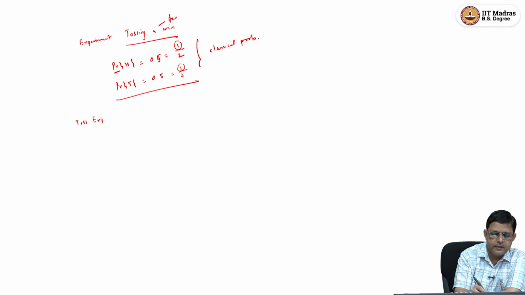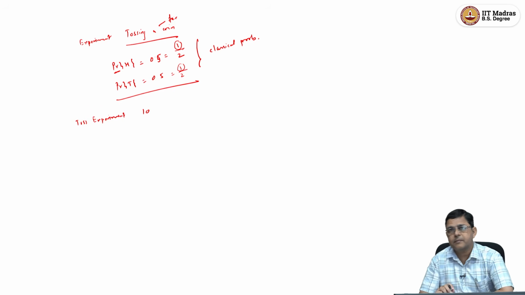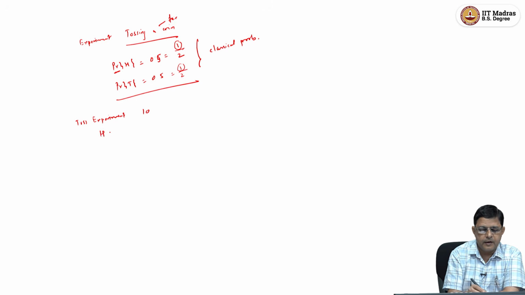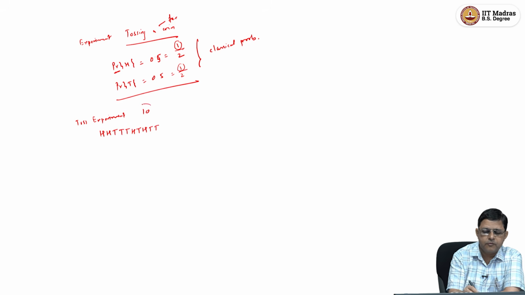Coin toss experiment is conducted 10 times and I observe the outcome every time. So, let us say I get a head on the first coin toss, I get a head on the second coin toss, I get a tail, I get a tail, I get a tail. So, 5 done, head 6, 7, 8, 9, 10. So, 10 possible outcomes from 10 experiments.